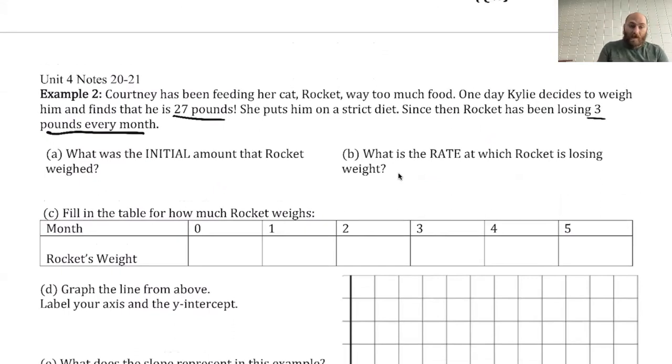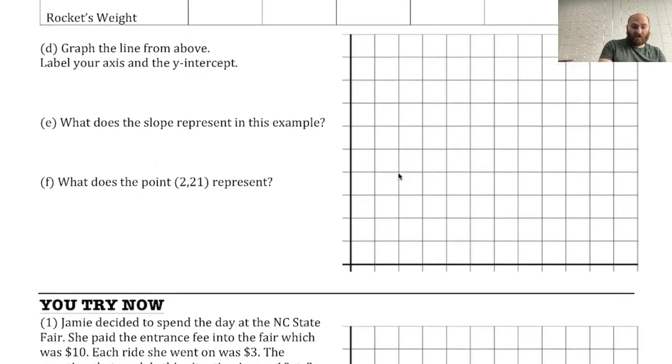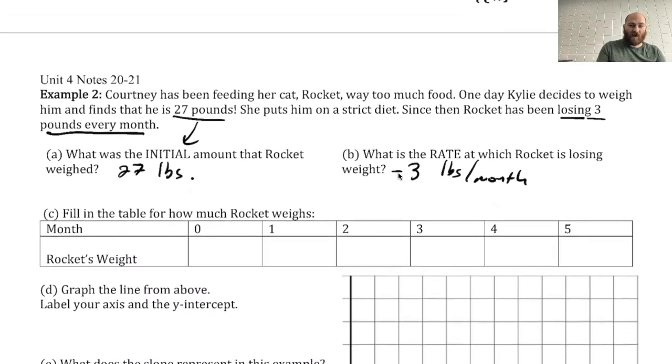All right, that is my initial amount. So we can say that 27 pounds is the initial amount. The rate is losing 3 pounds every month. So it's losing, so we're actually doing minus 3 pounds per month. We didn't say it, but we'll stick with this for now.